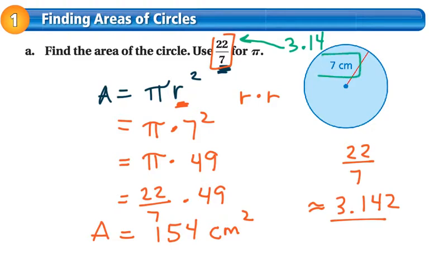When you look at the radius or the diameter, whatever they provide you with, you'll be given a value. If that value is divisible by 7, the same thing as the denominator of that fraction, then you should use the fraction version for pi, 22/7. The reason is because when we were all done, we got a nice clean whole number, 154.